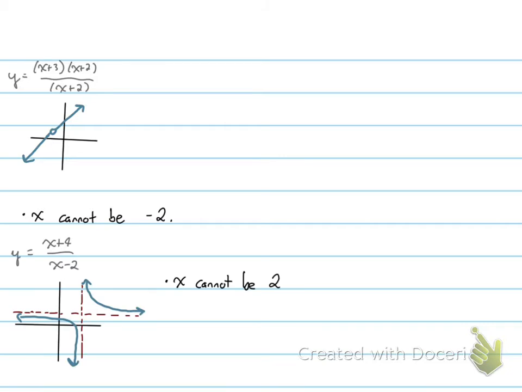Another situation is where I have an asymptote. Here I have the example of y equals x plus 4 over x minus 2. And as I could see there, my x value cannot be 2, because if I plug 2 in for x, that would make the function undefined.